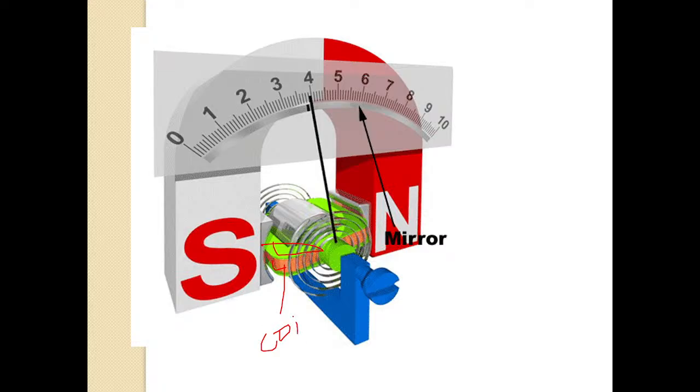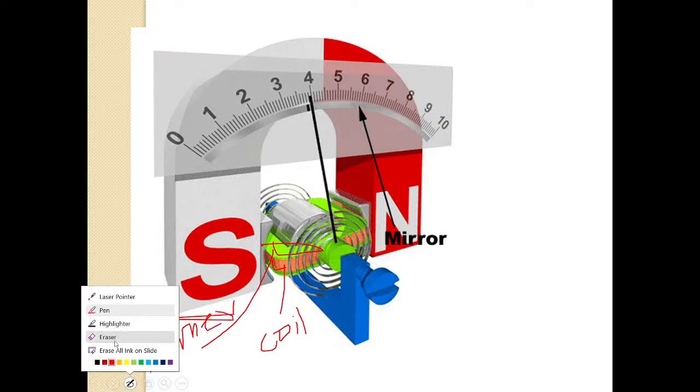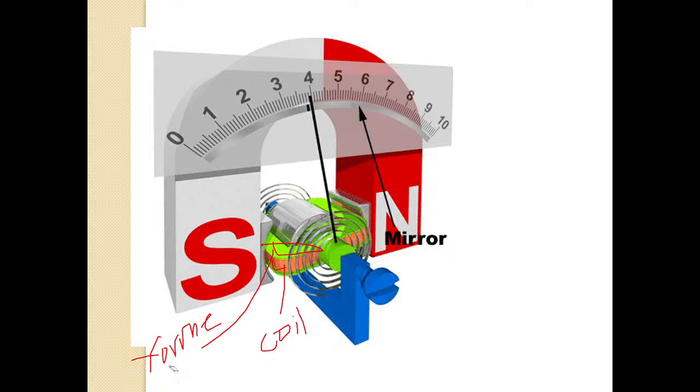So this is the coil. This green color, what you can see, is the former. That is known as FORMER. That is former. What is this? This silver color, what you can see here, is the iron core.